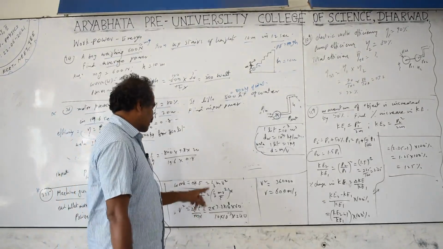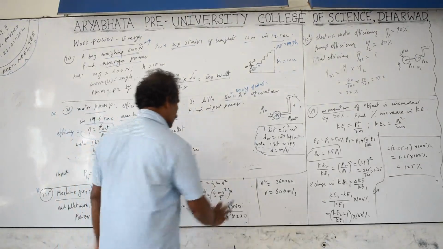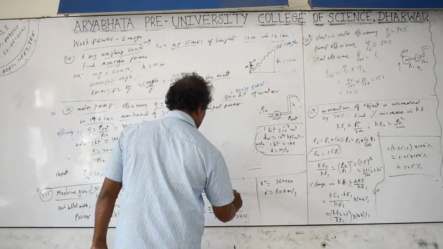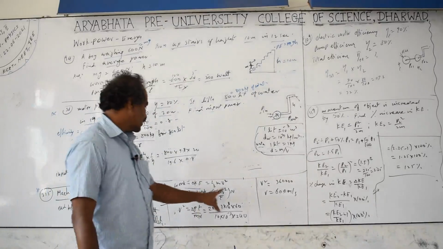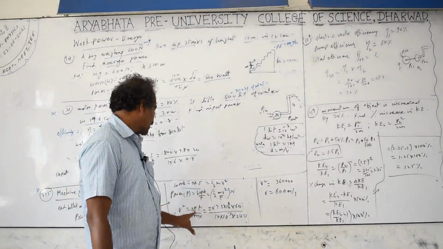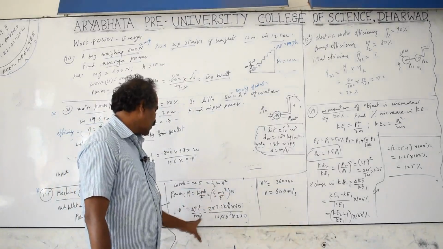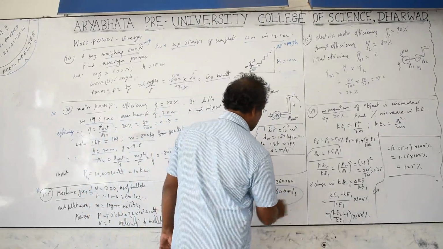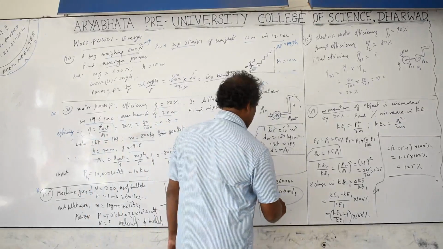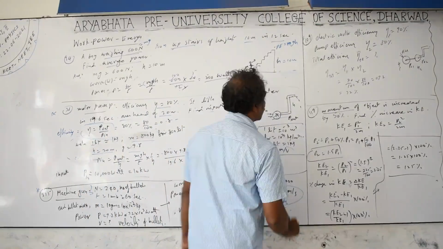Power equal to work by time, means kinetic energy by t. But don't forget the number of bullets: for total kinetic energy you have to take change in kinetic energy for n bullets, into n. Equating, v square equals 2tp by m into n. Substituting these values, you will get v square as 360,000, so velocity is 600 meter per second, each bullet speed.